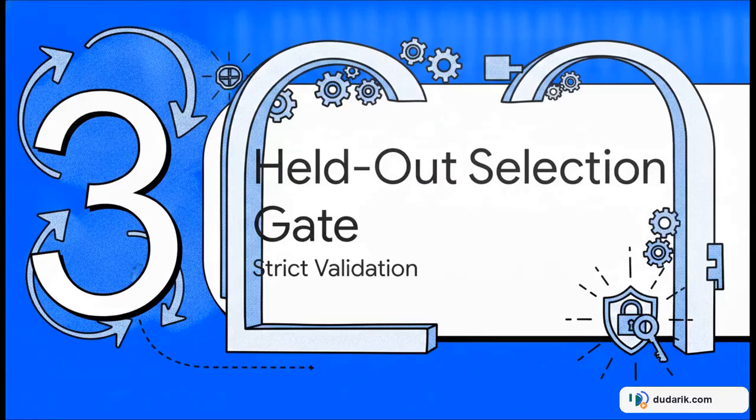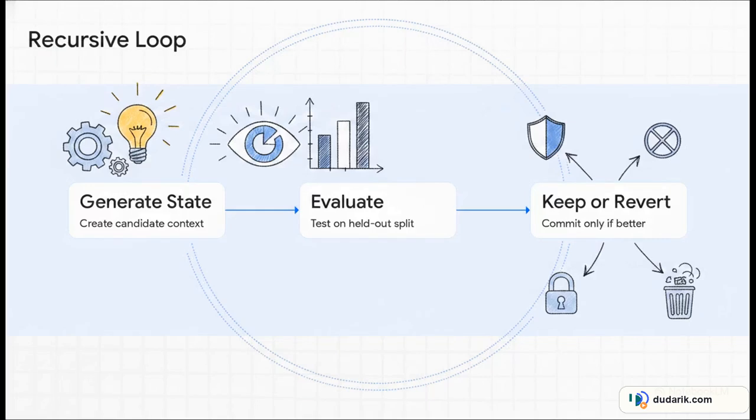Okay, Section 3, the held-out selection gate. This is all about enforcing strict validation. This 3-step recursive loop is the absolute engine behind that held-out selection gate.